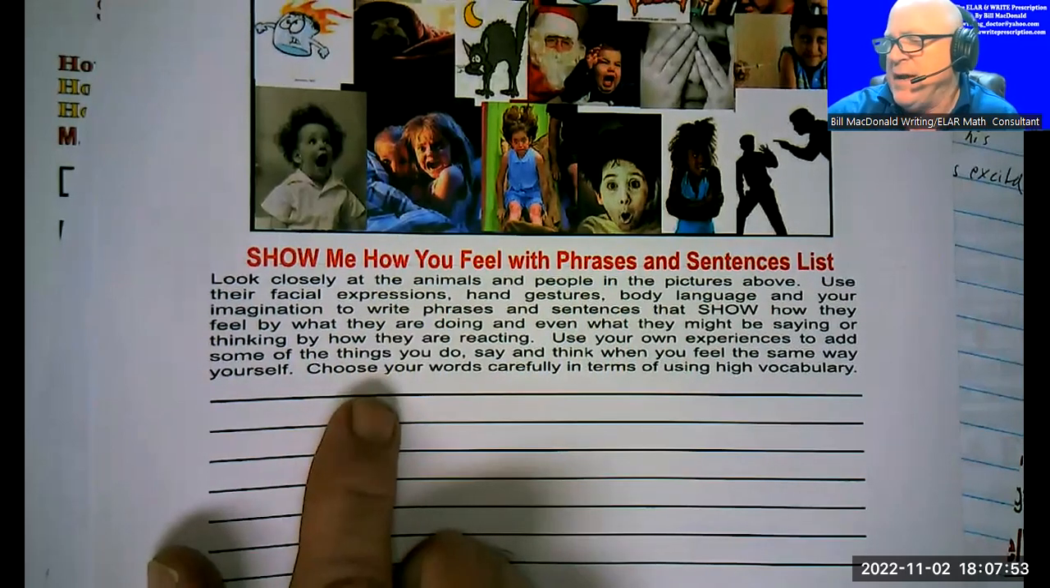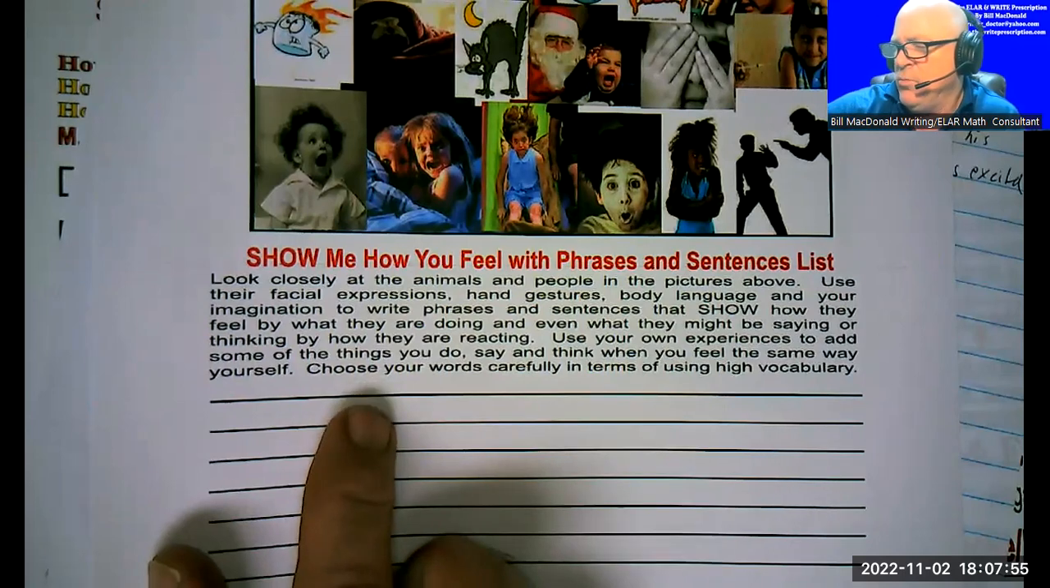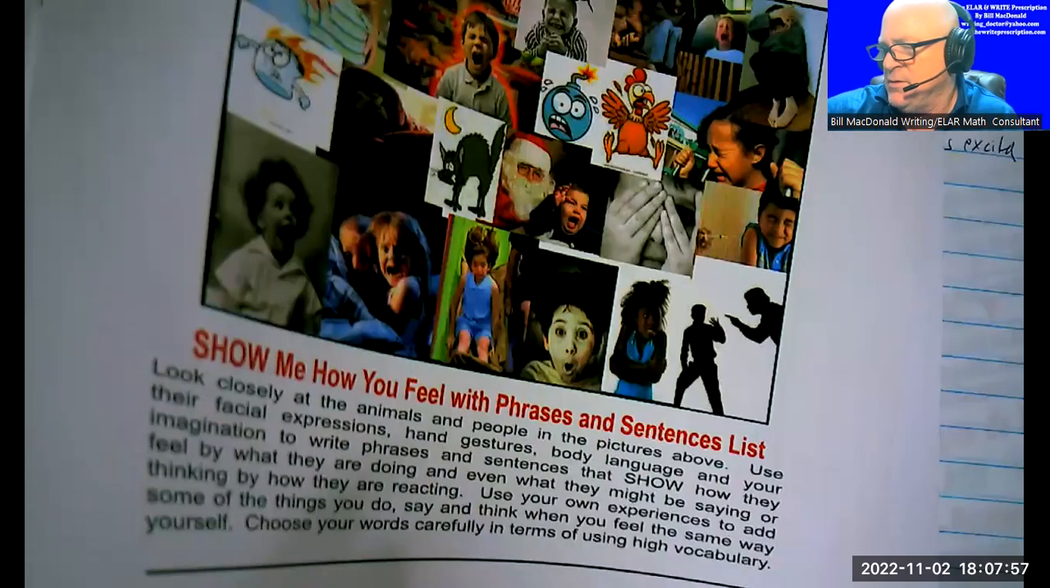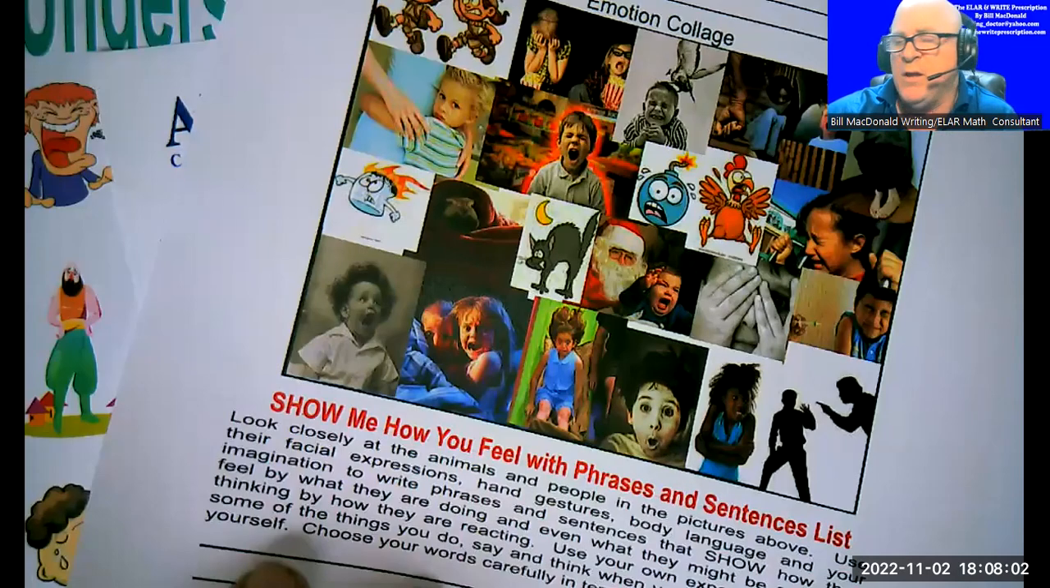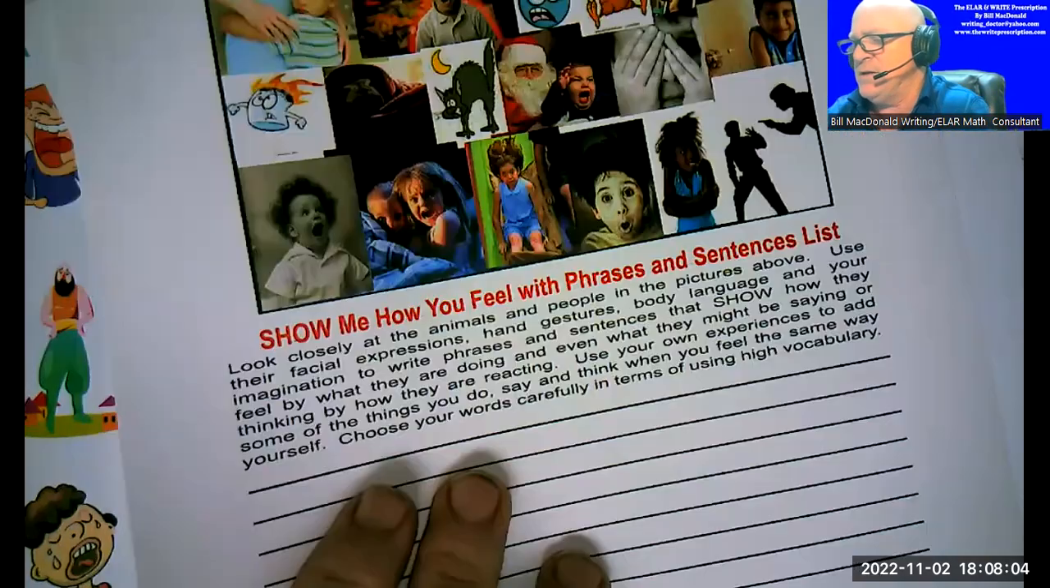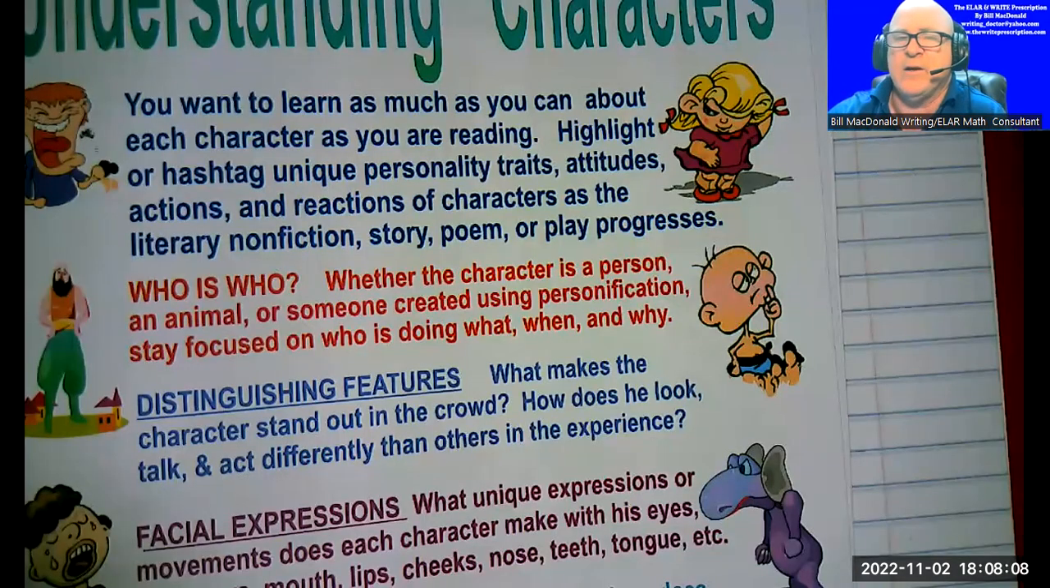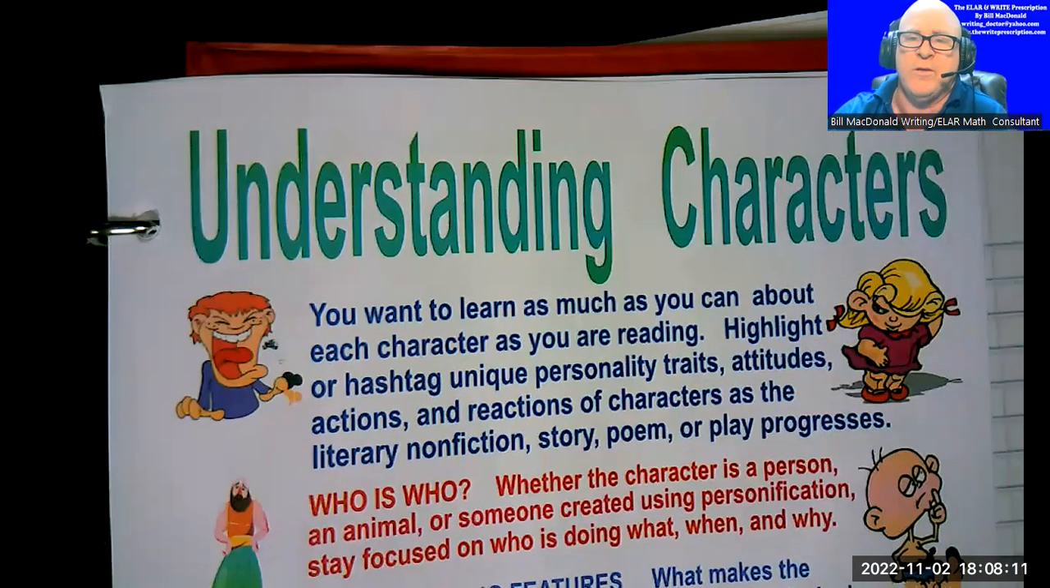How are they reacting? Basically, if they write phrases that say "show me," "don't tell me," your kids can accumulate evidence. What they're trying to learn is how to understand a character, and this comes when you order the binder.